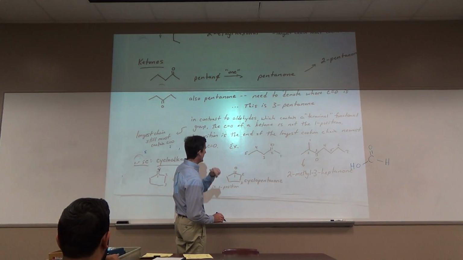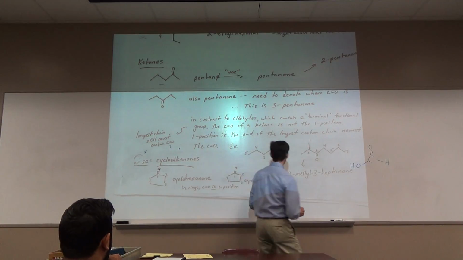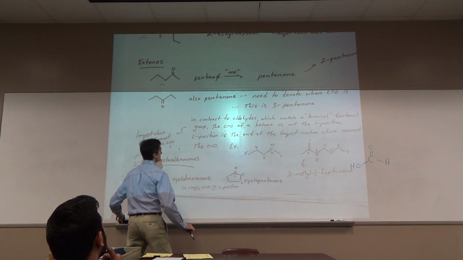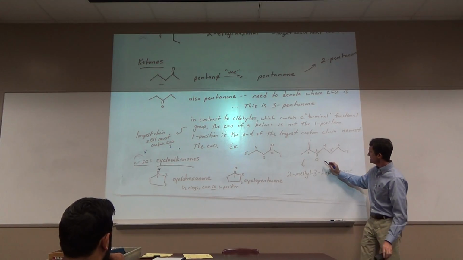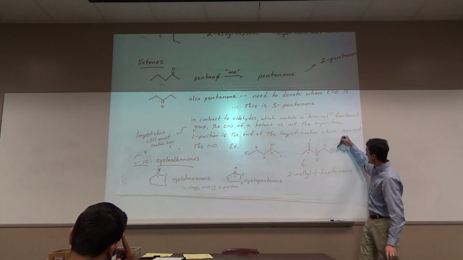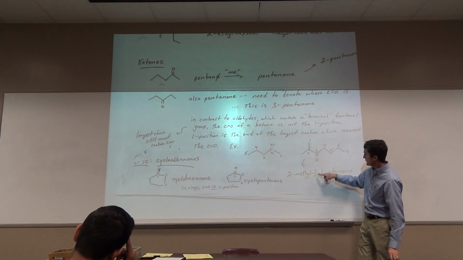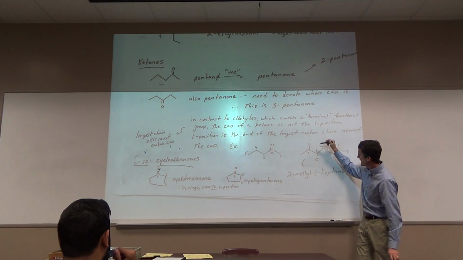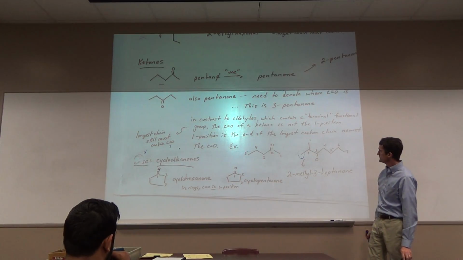Examples. What do we have here? Longest continuous chain. 1, 2, 3, 4, 5, 6, 7. Heptanone. The carbonyl's at the 3 position. What else is on the heptanone? 2-methyl-3-heptanone.